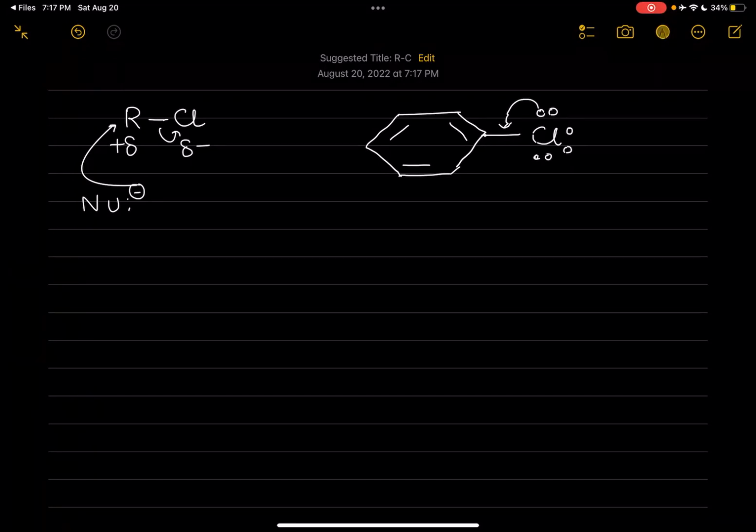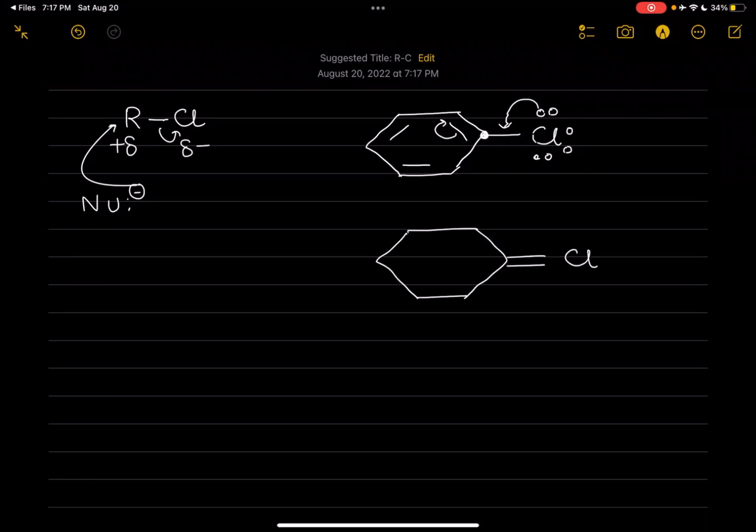Okay, but actually this is a carbon, so it will make only 4 bonds. So if more electrons are coming from the Cl side, I need to push away one of the bonds, to push away this extra bond aside in order to make space for the incoming electrons. So this is the resonance structure of the chlorobenzene molecule.